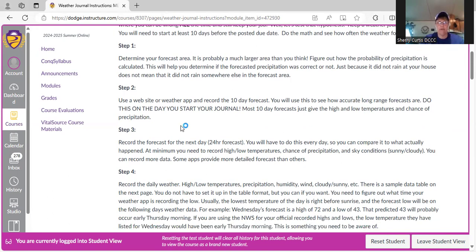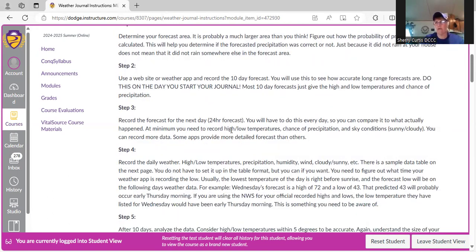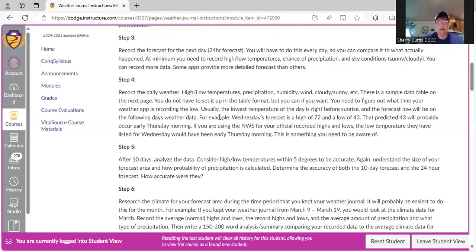Then you need to record the forecast for the next day, the 24-hour forecast. You're going to leave the 10-day forecast alone once you put that down. And then every day you'll record the 24-hour forecast. Just be consistent when you record it. If you want to do it in the evening for the following day, fine. If you want to do it first thing in the morning for that day, that's also fine. Just try to be a little consistent. You will notice that the 24-hour forecast does change throughout the course of 24 hours.